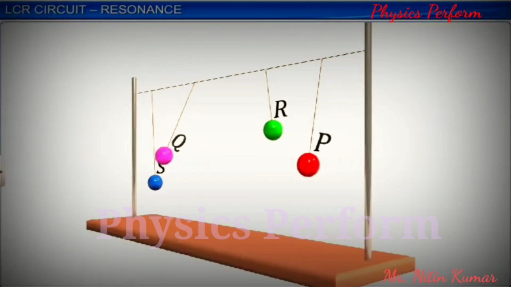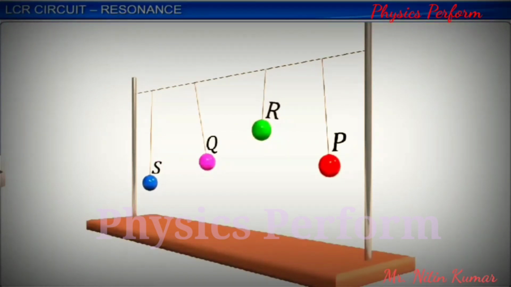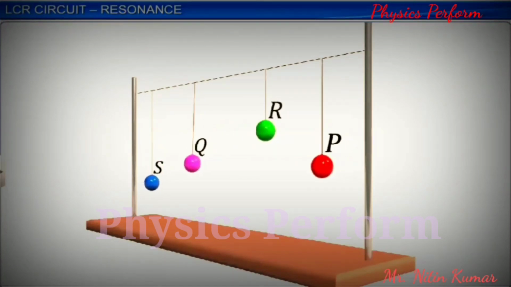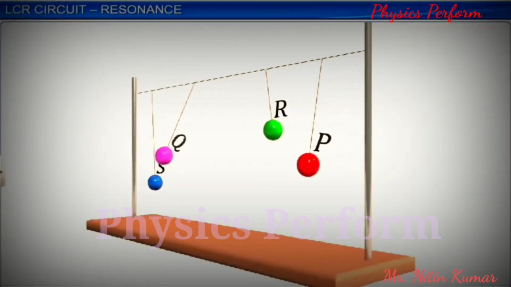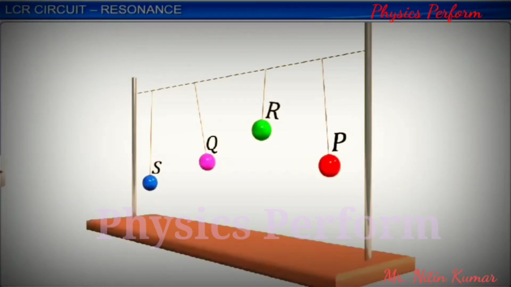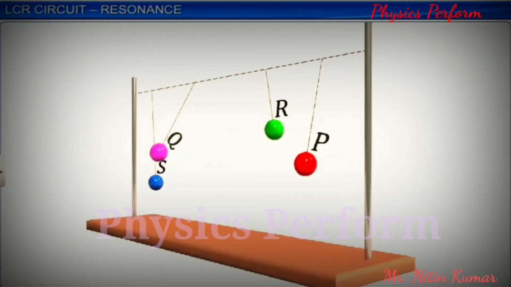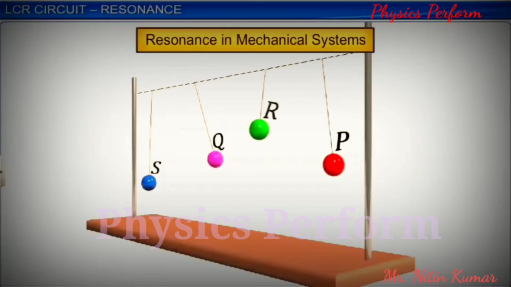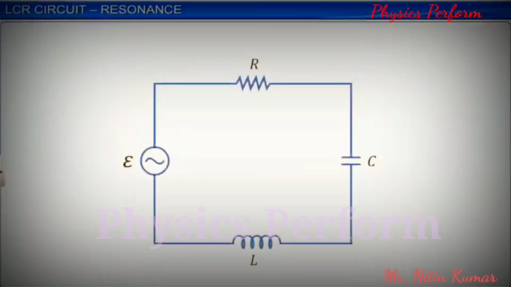Hence, the natural frequencies of these 2 pendulums are equal, and this gives rise to the situation where the pendulum Q oscillates with increasing amplitude due to resonance. This is an example of resonance in mechanical systems. Similarly, the phenomenon of resonance can also be observed in electrical systems. Let us now study about the phenomenon of resonance in an LCR series circuit.